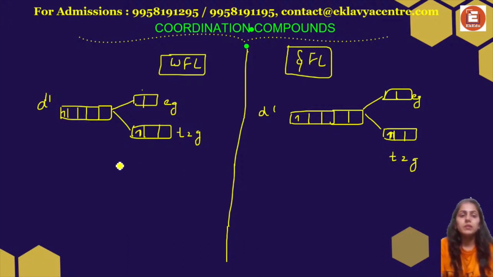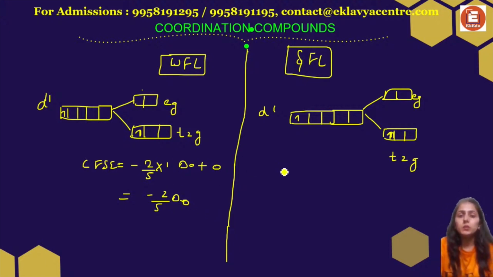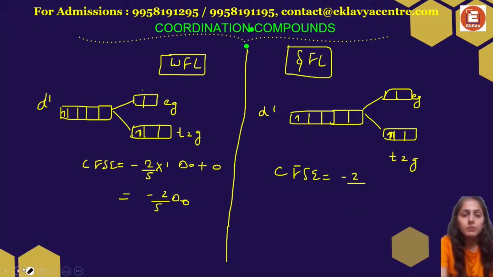So the value of CFSE is minus 2 by 5 into 1 electron of delta O, and for Eg there is no electron, so 0. So it will be minus 2 by 5 delta O. Similarly, in this case also, d1 CFSE is equal to minus 2 by 5 delta O.